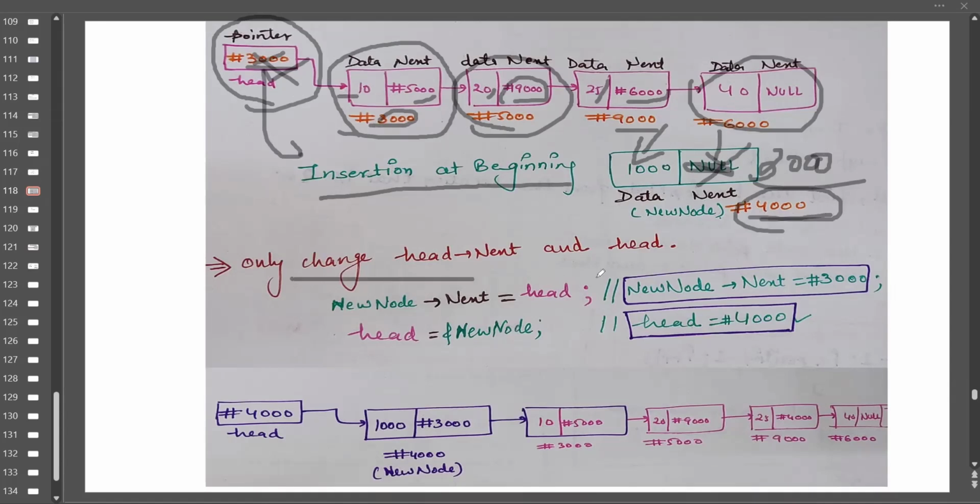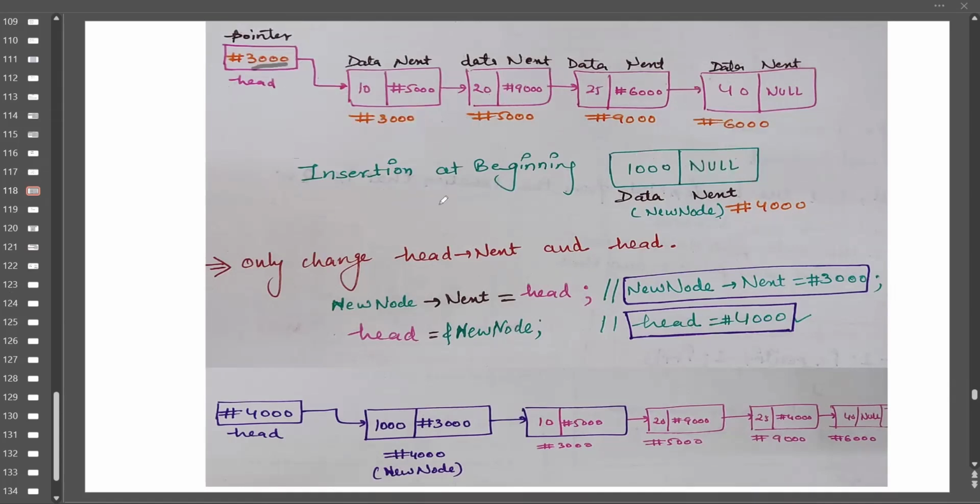So the only change we have to do is in head and next. What is the head right now? Head is 3000, so we have to change it. How can we change it? We have to change the next pointer and also the head. That is what we are saying.